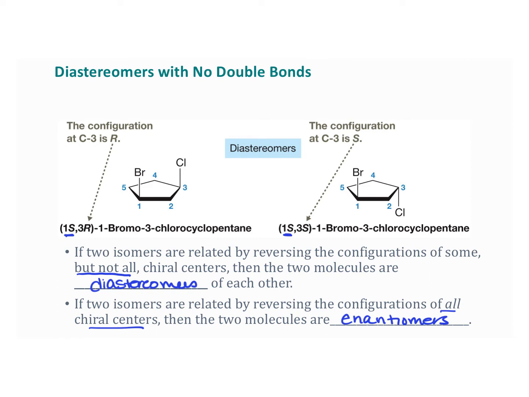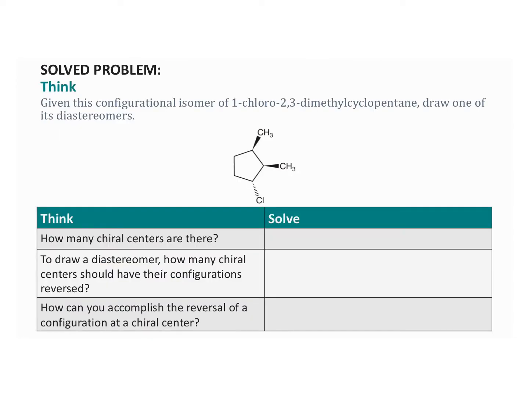So, naming is a really good way to help you see this. That's why naming is really important. But I want us to do an example. Naming is the way that I personally use to see if things are diastereomers or not of each other. But let's look at an example.